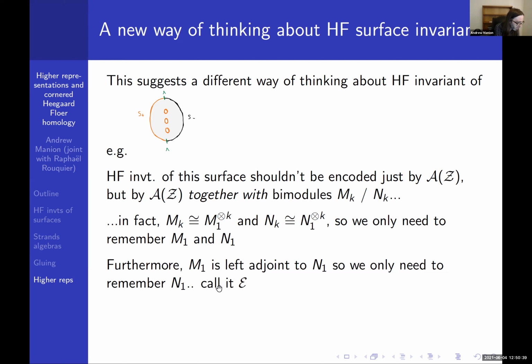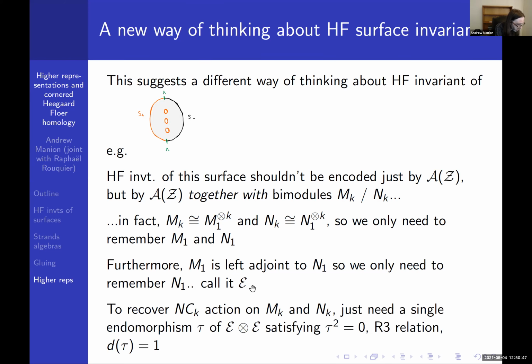Let's call it E. So the Heegaard Floer invariant of the sutured surface shouldn't just be encoded by A of Z, but by A of Z, then some bimodule E, and then something that recovers the NC of K action on these things. Well, the minimal thing you need to recover that is just a single endomorphism for a single crossing, and that's going to be an endomorphism of N2, which is E tensor E, and it's got to satisfy the same relations that we said before.